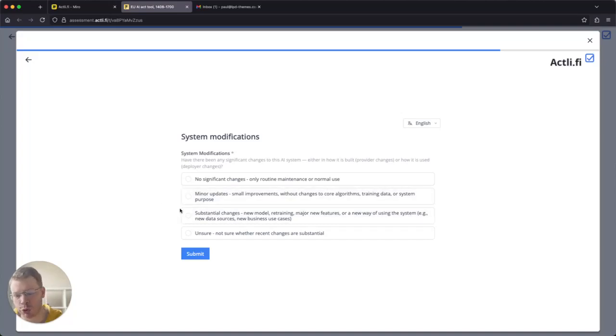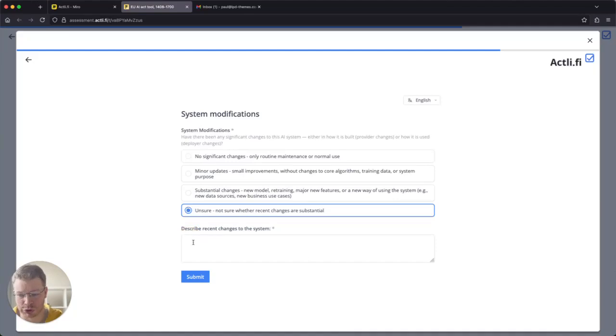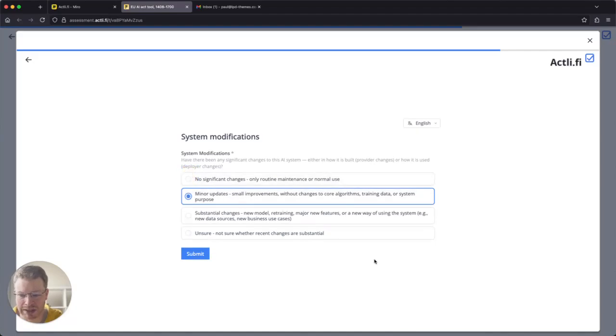If you start to use this AI system in some new way, or you know that some new features have appeared, you have to select this one. If you're unsure about some of your changes, but you still have some recent information, you think you know something, you have to provide all information here. I will select that there were some minor updates, and now we can already submit our first system.